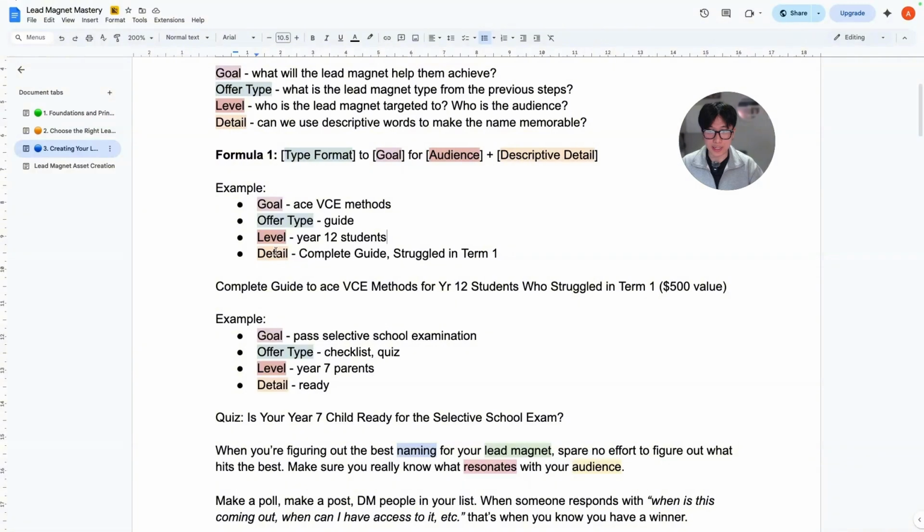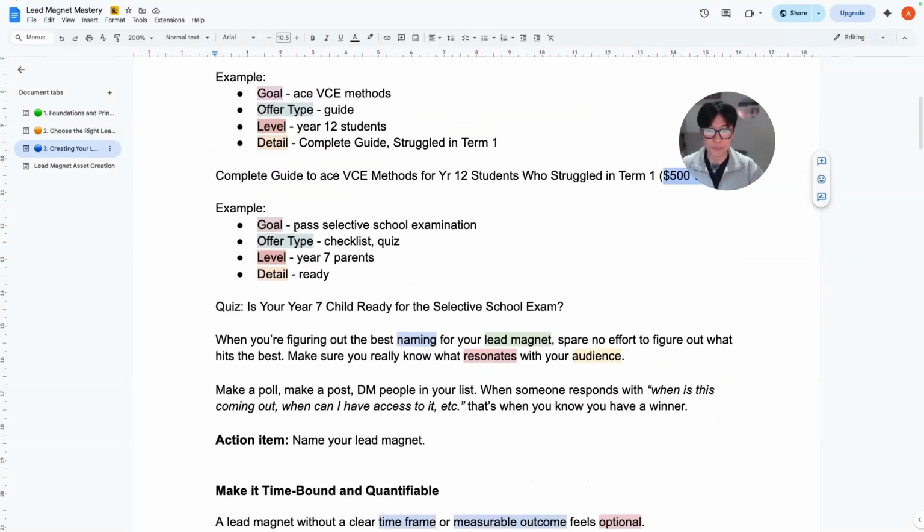Now, putting that together, you have, it's a complete guide, so the type format, to the goal, ace VC methods, for the year 12 students, and then the descriptive detail, who struggled in term 1, and then we also have the monetary figure of the value. This is all for free, but we value at $500, right? It just puts that extra bonus there where it's like, wow, if they're giving me this for free and it's this exceptional, I wonder how good their paid service is, right?